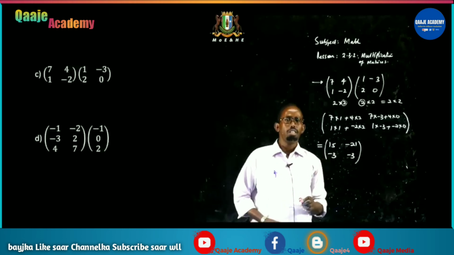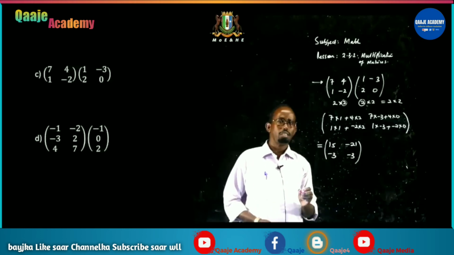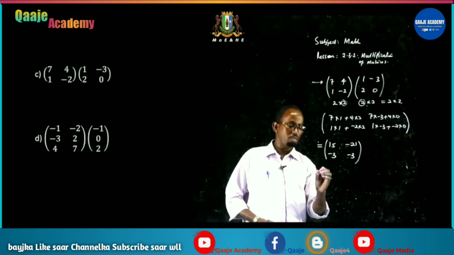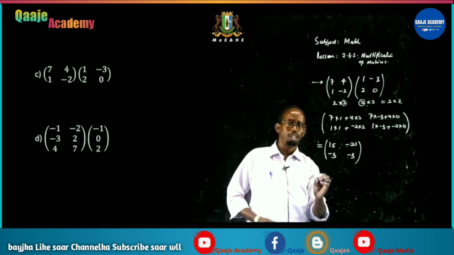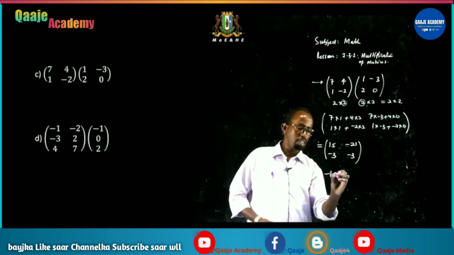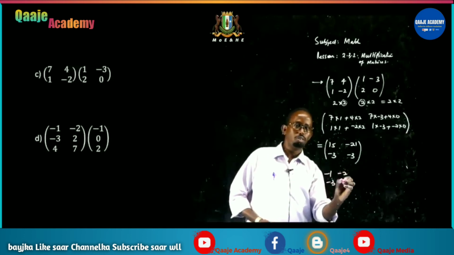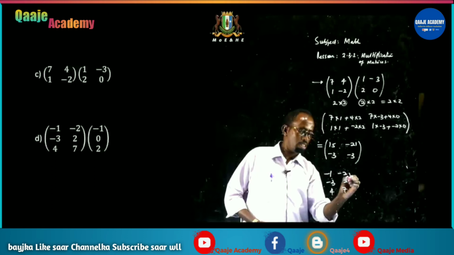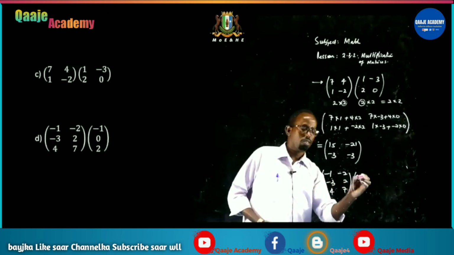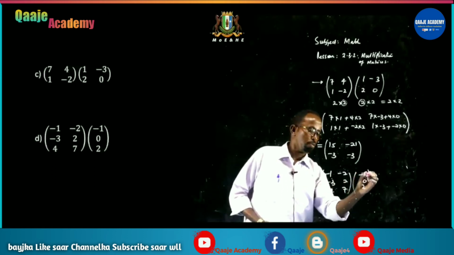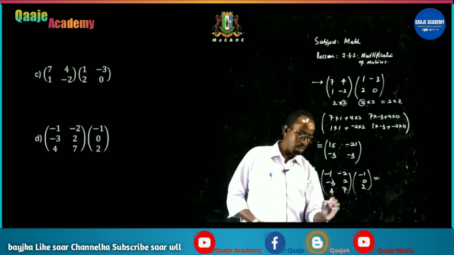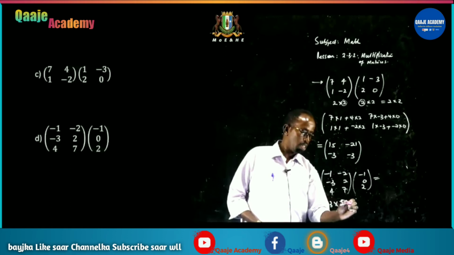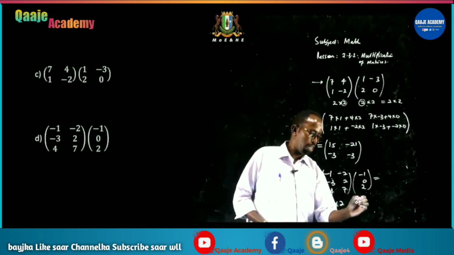The next one, we have minus, that is D. The last example for that question is minus 1, minus 2, minus 3, 2, 4, 7, and then we have minus 1, 0, 2. First of all, we always start with the order. We have 3 by 2. And therefore, this one we have 3 by 1.